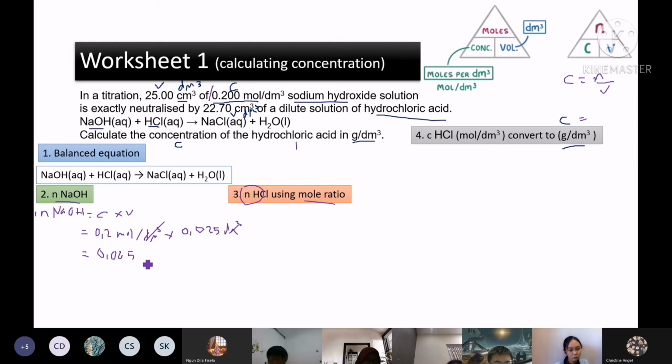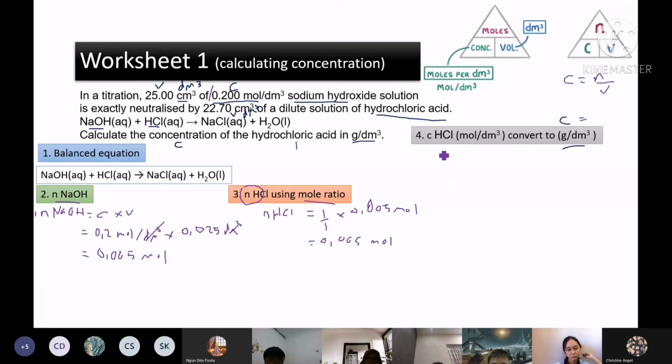0.005 mole. And then find the mole of HCl, hydrochloric acid, using the mole ratio. What is the mole ratio of hydrochloric acid and NaOH, Alexander? 1 to 1. So you need to multiply the 0.005. 0.005 mole. It's the same, right? Because the coefficients are the same, so the mole of HCl is the same as the mole of NaOH. 0.005 mole.